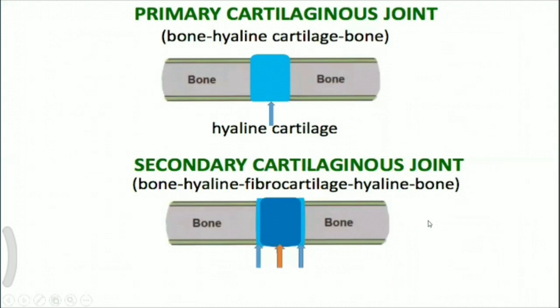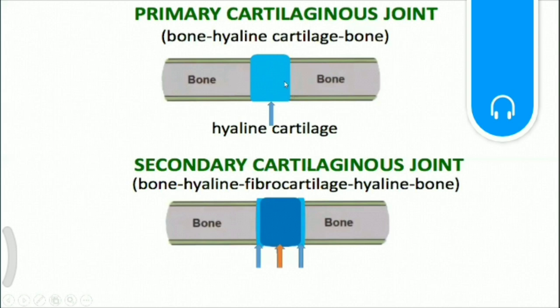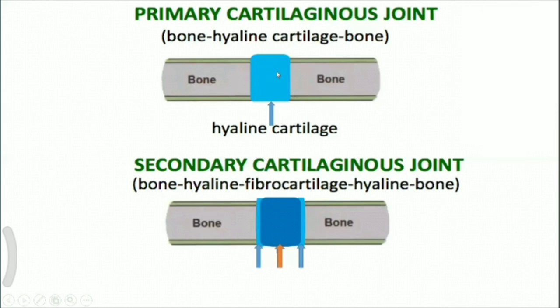What is the difference between primary cartilaginous joint and secondary cartilaginous joint? I think you should make it. Here in the primary cartilaginous joint, bones are bound only by hyaline cartilage. In secondary cartilaginous joint, bones are bound by both hyaline cartilage and fibrocartilage. Second, in the primary cartilaginous joint, this hyaline cartilage is temporary in nature. Today or tomorrow it will convert into bone. But here it is permanent in nature. Another thing: there is no movement allowed in this, but a little degree of movement is allowed in this joint. Abdur Rahman Faisal, do you get it?